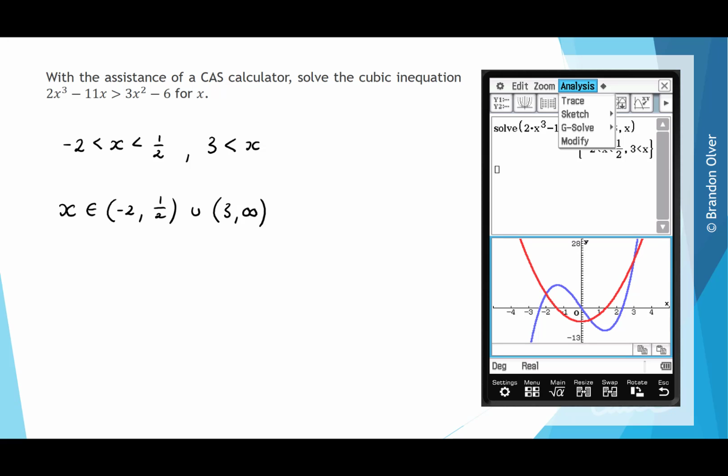Next, we can go Analysis, G-Solve, Intersection, and pressing Execute will lock each of the points of intersection on the graph. So clicking the right arrow will take me to the next point of intersection, and again, all those points of intersection can now be seen.